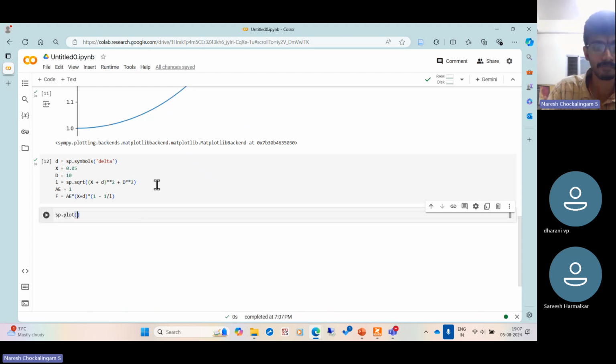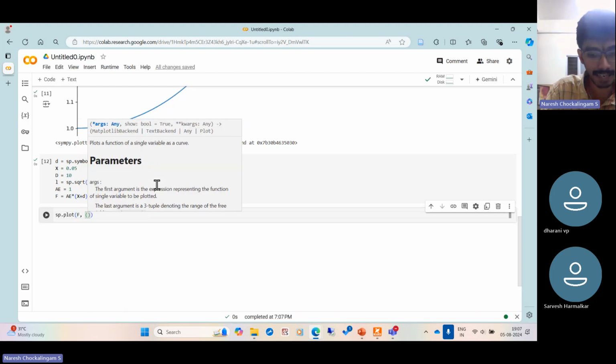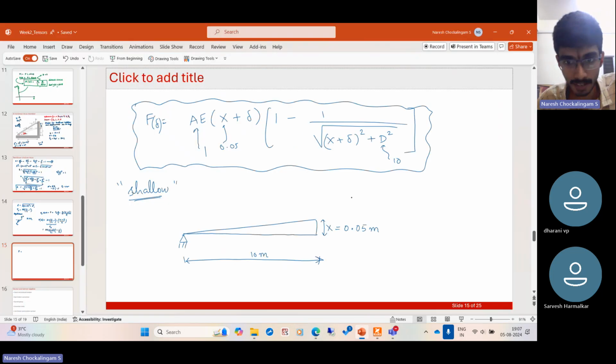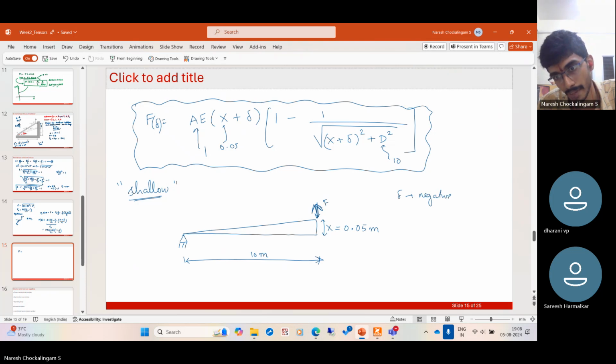So let us plot F as a function of delta in a range. This is a truss like this. Here you have assumed forces upward as positive and delta upward as positive. We can proceed with it, but let us take the other case of delta negative and force also negative.